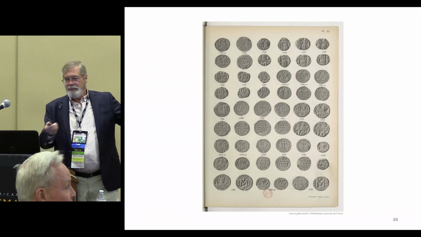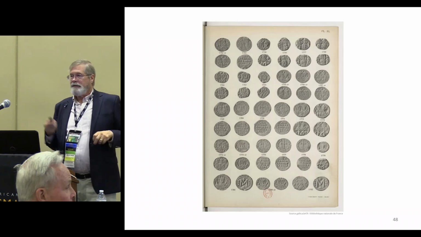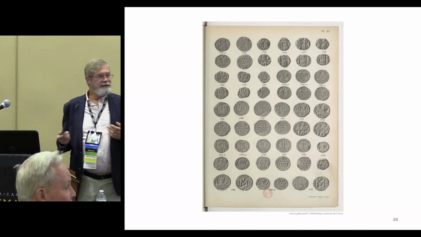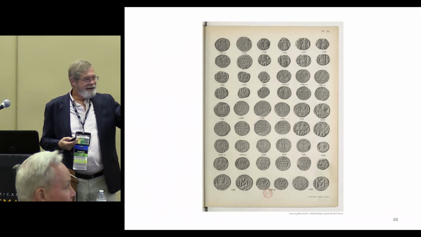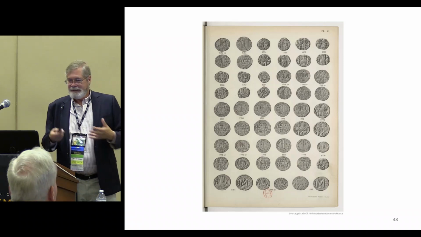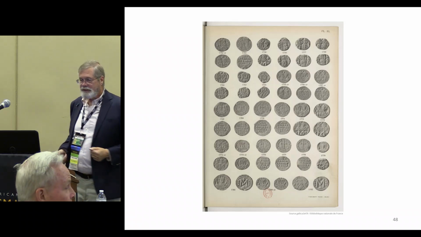This copy of the catalog actually belongs to the French National Library, the Bibliothèque Nationale. And that little red thing there, which is actually on the coin itself, is their emblem, marking it as their copy of the catalog. So yes, there's a picture of it.